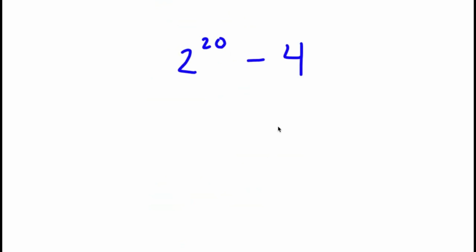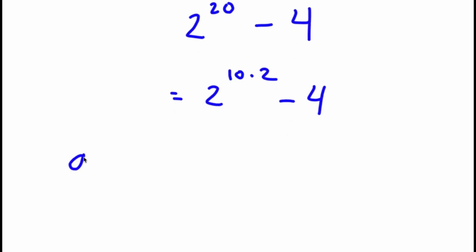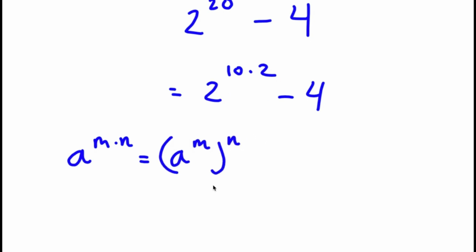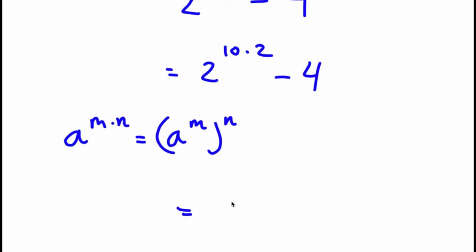Alright guys, so in this problem, I have 2 to the power of 20 minus 4. So I'm going to first start by rewriting 2 to the power of 20 as 2 to the power of 10 times 2. So I have 2 to the power of 10 times 2 minus 4. Now, if I have something in the form a to the power of m times n, this is equal to a to the power of m to the power of n. So 2 to the power of 10 times 2, we can rewrite as 2 to the power of 10 to the power of 2. Now I have this minus 4.